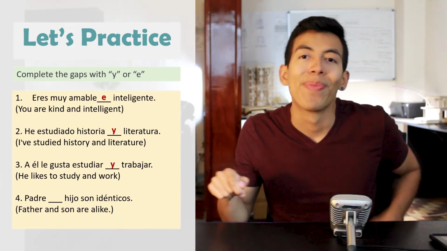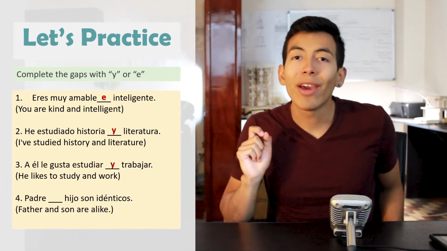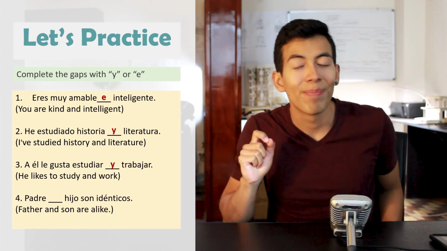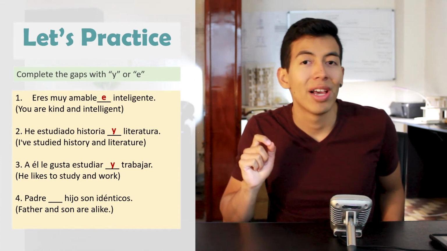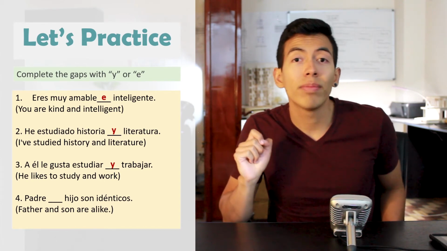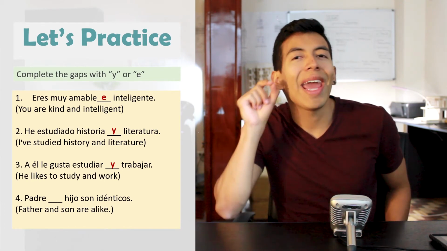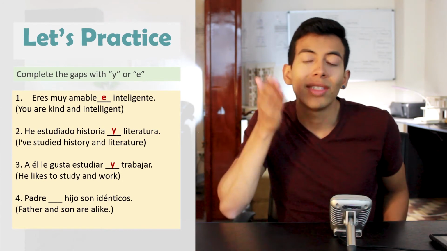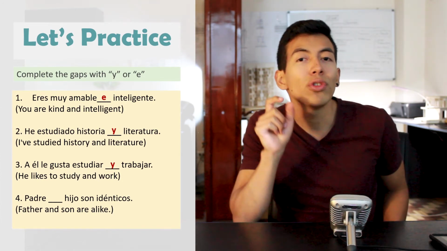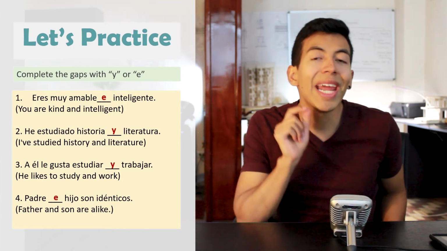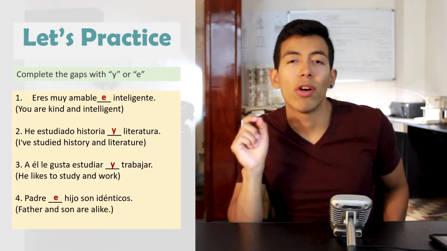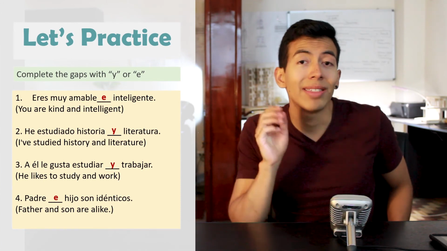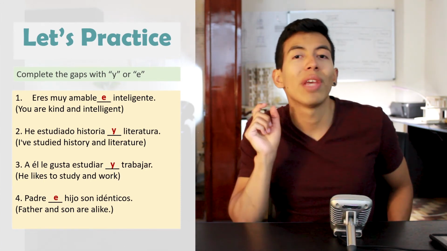Number 4. "Padre, hijo son idénticos." In this word, hijo, I know that it starts with H, but it doesn't matter. The H is silent and we have to use "e". "Padre e hijo." Forget about the H, it's silent, and we have to use "e".